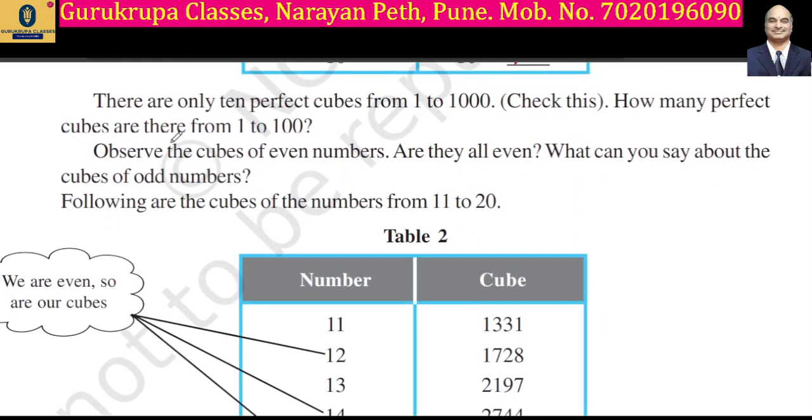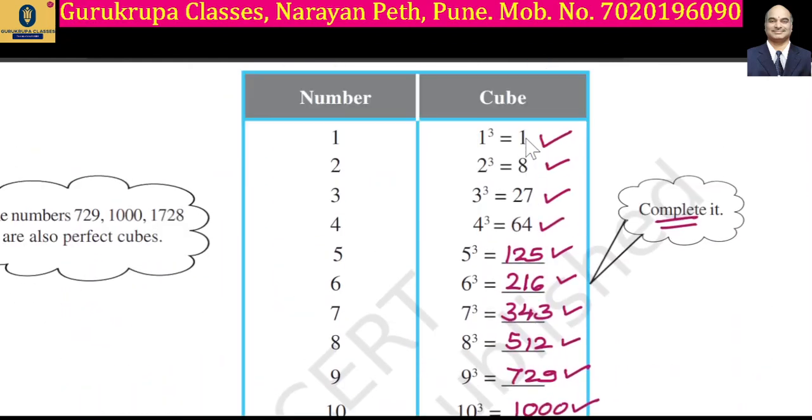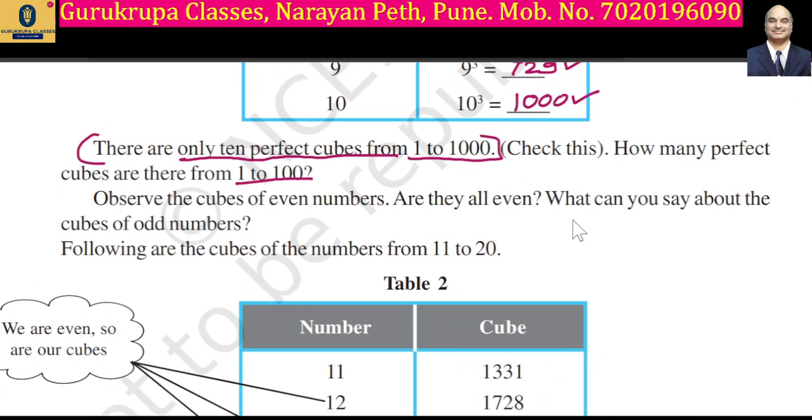Now if you observe here, there are only 10 perfect cubes from 1 to 1000. We can check this by taking the table given above. How many perfect cubes are there from 1 to 100? If we observe this table, from 1 to 100, we get the cubes 1, 8, 27 and 64. So there are 4 perfect cubes. Answer is 4.